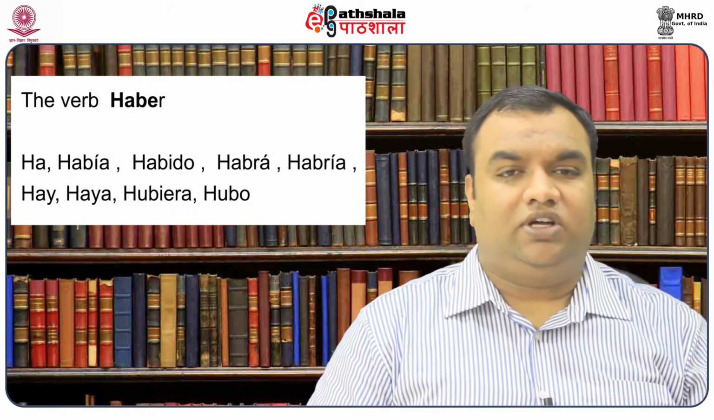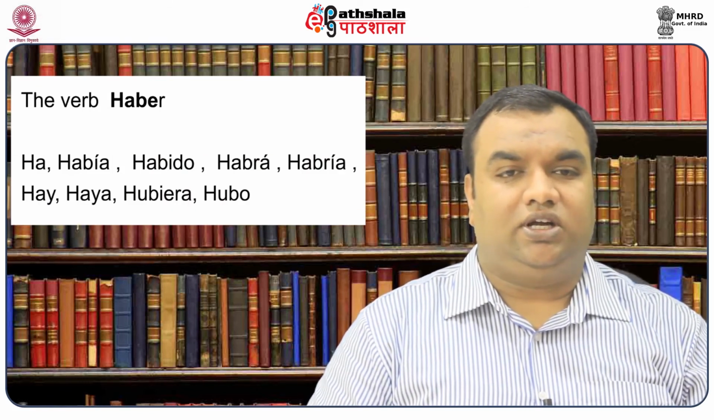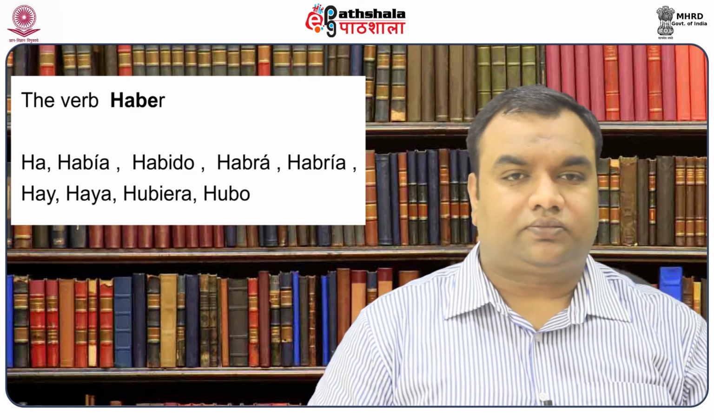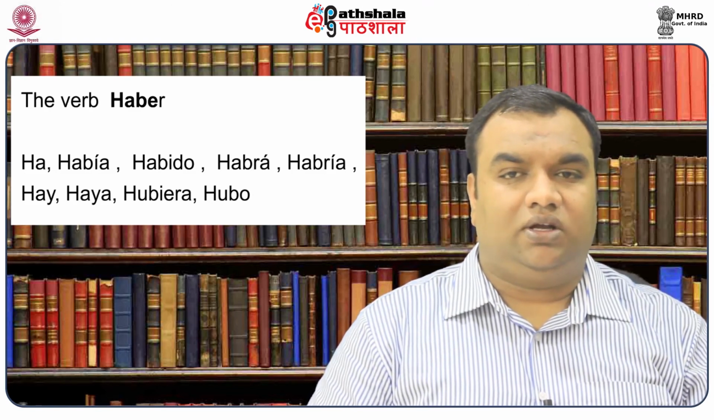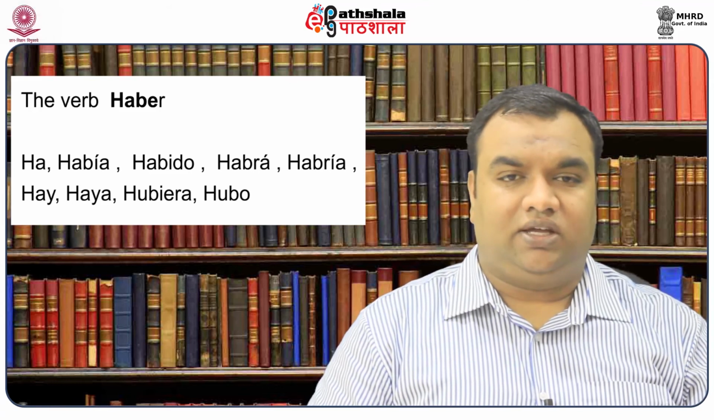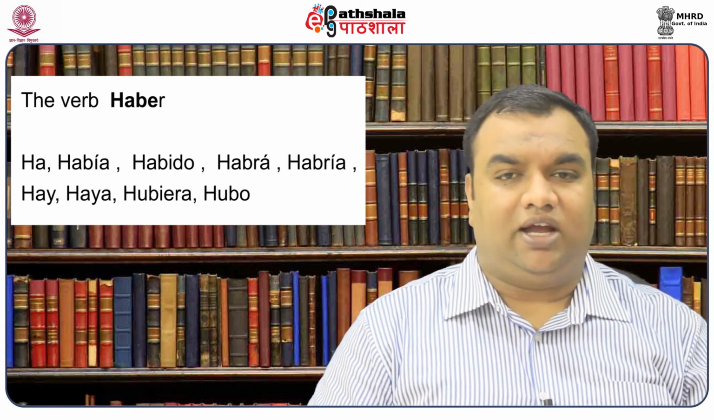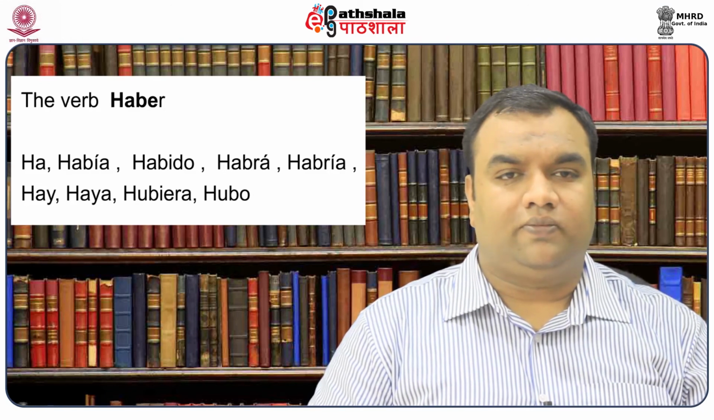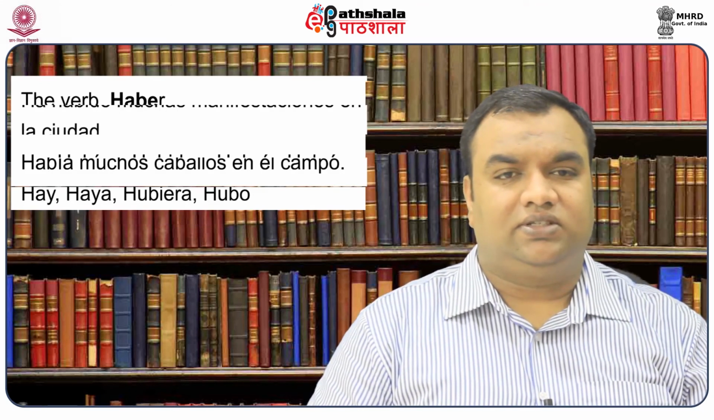Haber. The verb haber, when used in the third person singular, with the meaning of existence or being of something, acts like a unipersonal verb. The forms of haber that correspond to the format of unipersonal verbs are ha, había, habido, habrá, habría, hay, haya, hubiera, hubo. Let us see some examples.